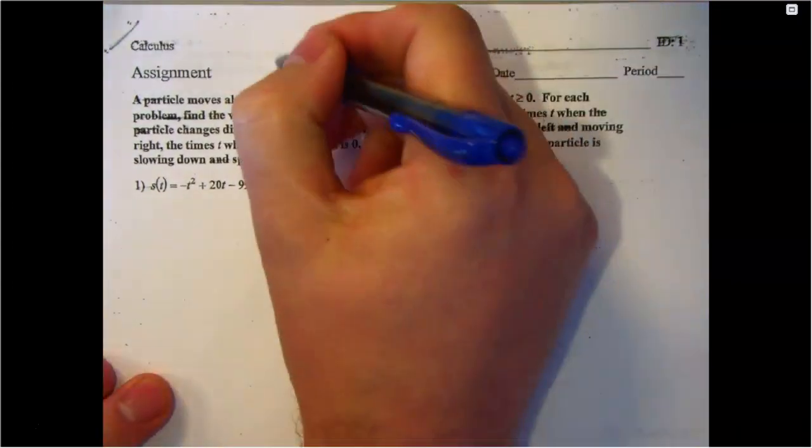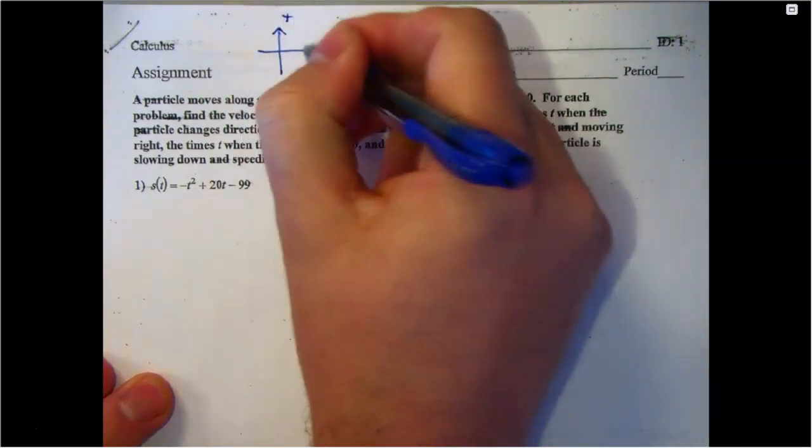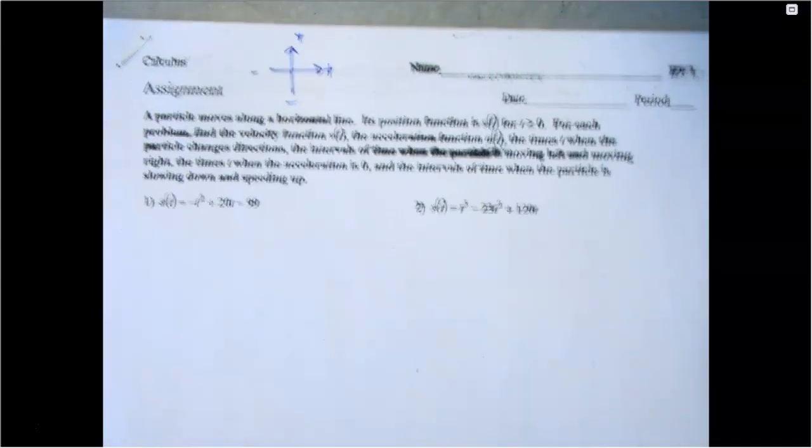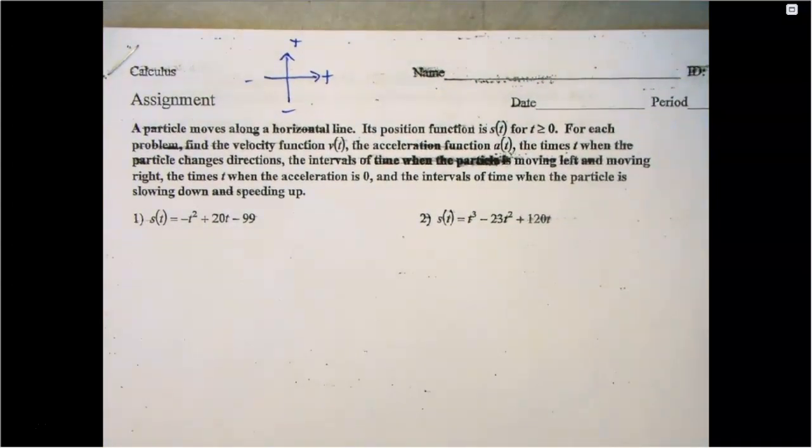And then up and to the right are positive, down and to the left are negative. I think that's fairly intuitive.